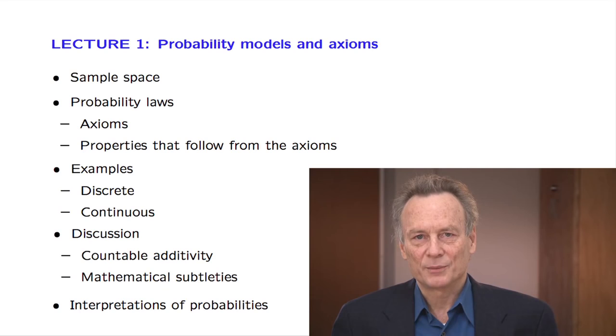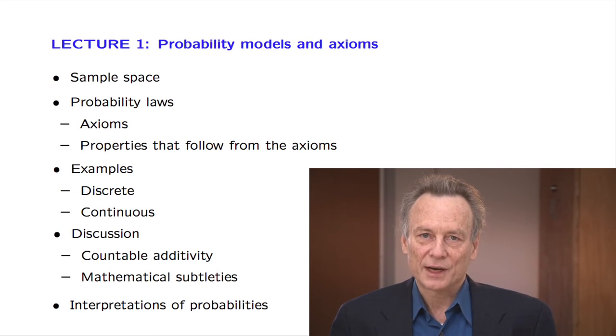Putting together such a model involves two key steps. First, we need to describe the possible outcomes of the experiment. This is done by specifying a so-called sample space. And then we specify a probability law which assigns probabilities to outcomes or to collections of outcomes. The probability law tells us, for example, whether one outcome is much more likely than some other outcome.